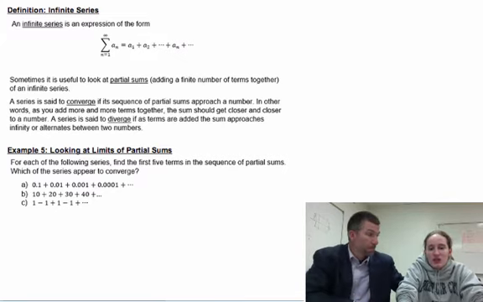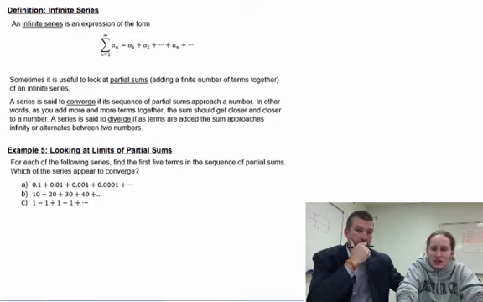Okay, so a series is said to diverge if, as terms are added, the sum approaches infinity or alternates between 2 numbers. And when we talk about convergence, like we mentioned, it has to be geometric, and we're going to see a specific thing that has to happen in order for it to be geometric, which you might actually be able to guess if you haven't already.